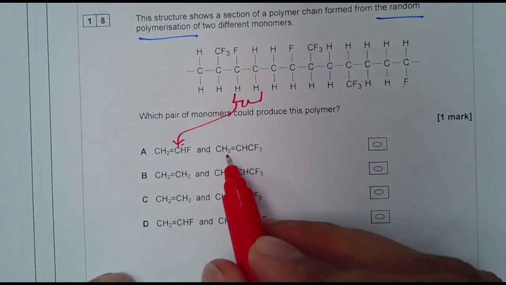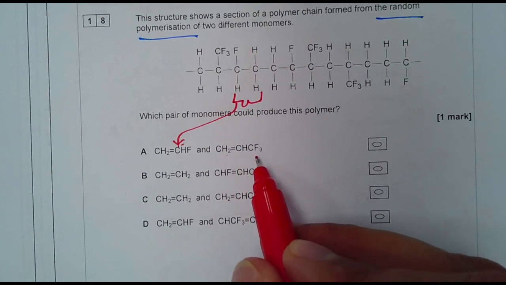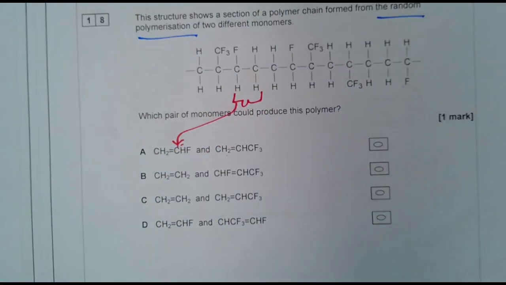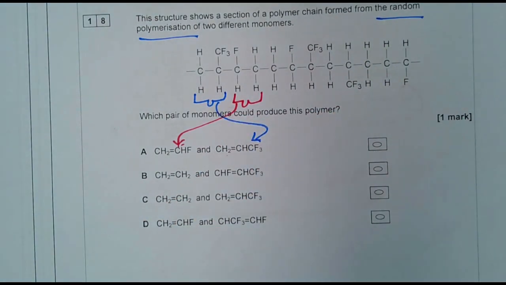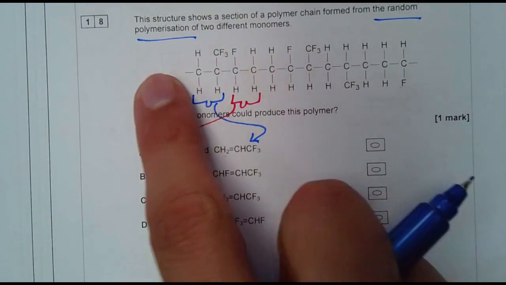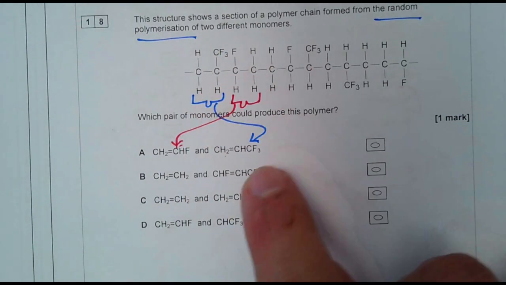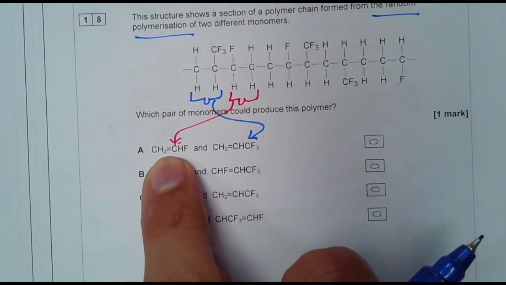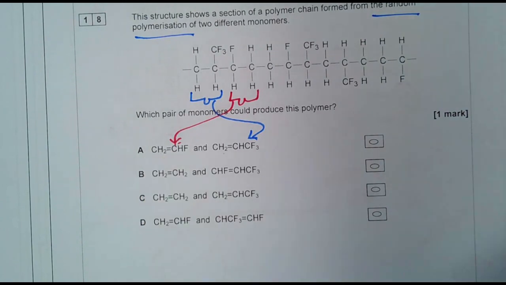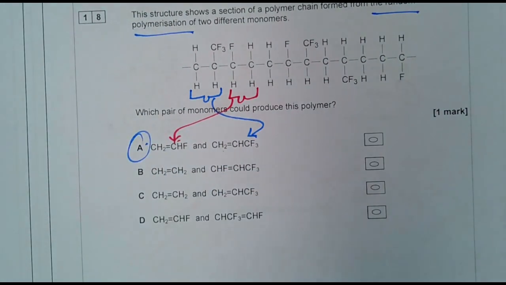And I can see CH2CH and CF3. This section is this one. Does that make sense? Because if I extend the chain on both sides, I can have this CH2, CF3 and CH. And this is the section that can be produced from CH2 and CH. So again, in this case, the answer will be A.